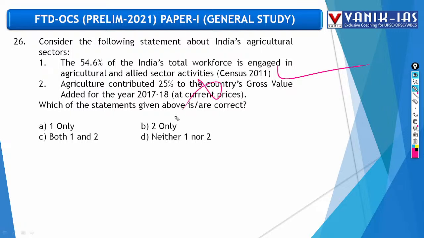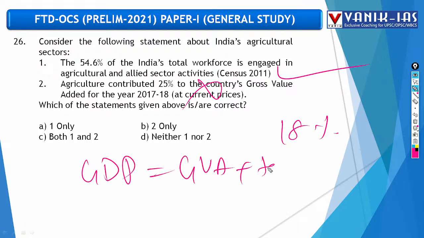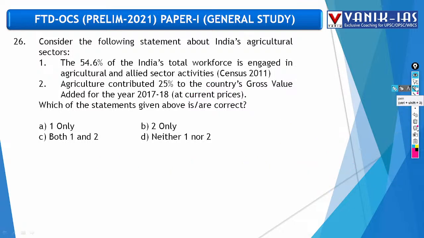This is wrong. 25% is very high. It is around 18% GVA, gross value added. What is the difference between GDP and GVA? GDP equals GVA plus taxes minus subsidies. Agriculture was 18%, and it grew to 18.8% in 2021-22. It has never been 25% GDP contribution from the agriculture sector. Manufacturing and agriculture are below 20%, and the service sector is more than 55% of GDP.